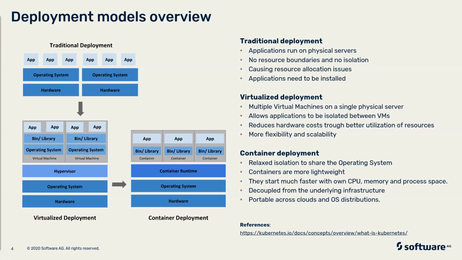Then we have the virtualized deployments, which many of our customers are already running today. We saw them in the cloud. It means multiple virtual machines on a single physical server. We have these applications being isolated via the VMs, but on a virtualization, on a hypervisor level of the whole hardware. Still, this allows us to reduce hardware costs. We have better isolation and better utilization of the resources, and virtualization really gives us flexibility and scalability, as we can provision our components fast and efficiently, back up the machines and replicate them.